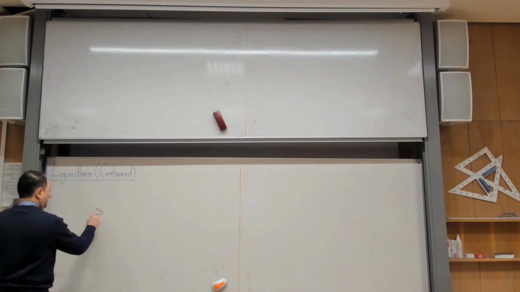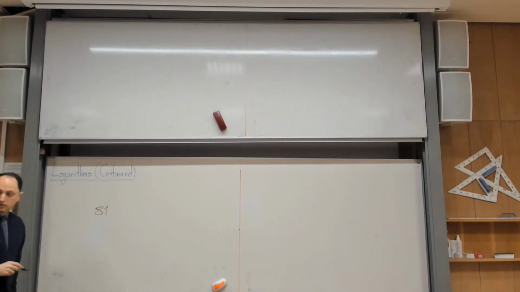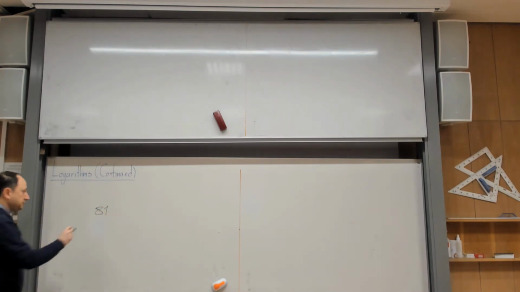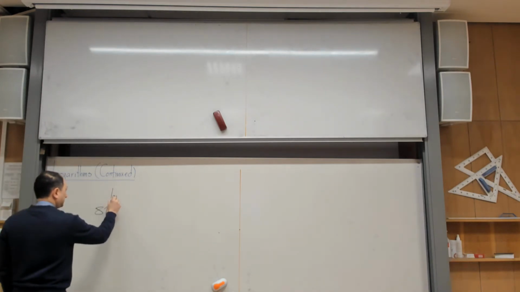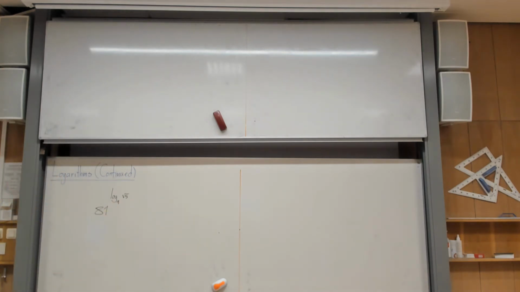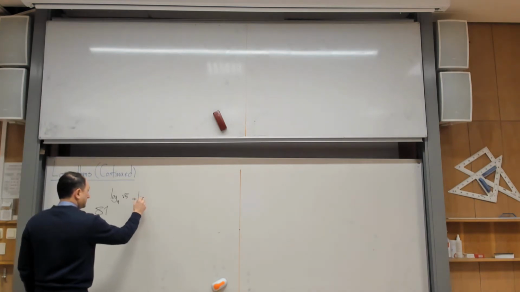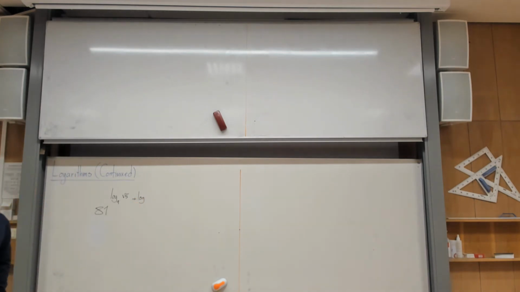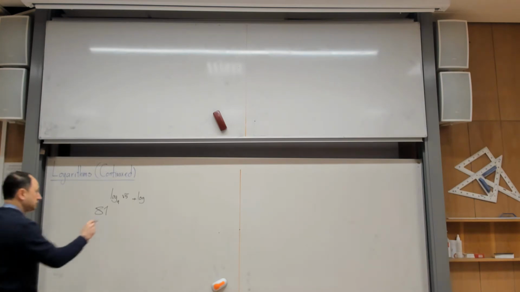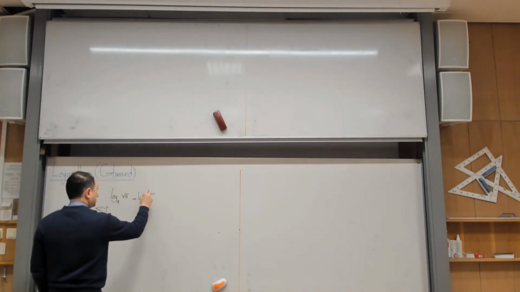So 81 to the power of logarithm of square root of 5 to the base 9, and then I have plus logarithm of the fourth root of 2 to the base 3.